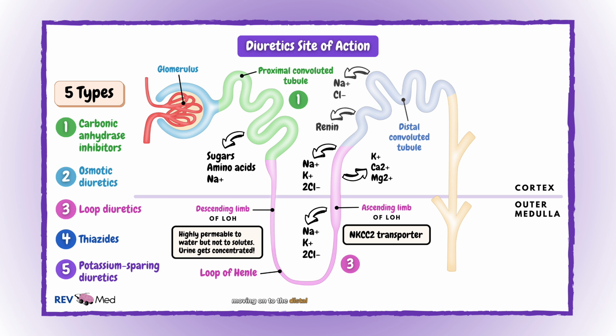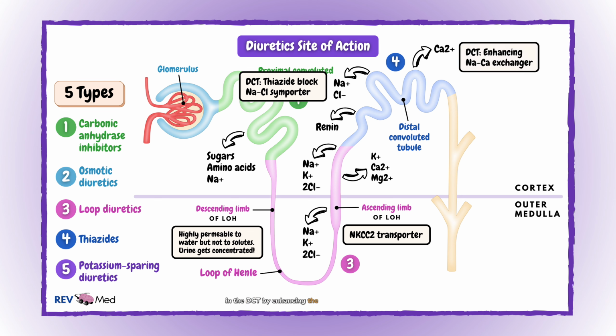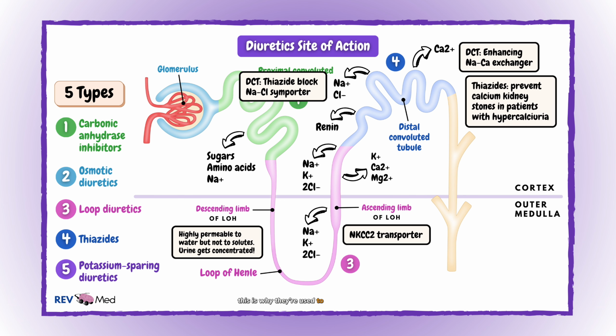Moving on to the distal convoluted tubule, DCT, we've got thiazide diuretics. They block the sodium chloride symporter, leading to sodium and chloride excretion. But here's a twist. Thiazides actually increase calcium reabsorption in the DCT by enhancing the activity of the sodium-calcium exchanger. This is why they're used to prevent calcium kidney stones in patients with hypercalciuria. High-yield tip, thiazides can cause hypokalemia and hypercalcemia, so watch those electrolytes.